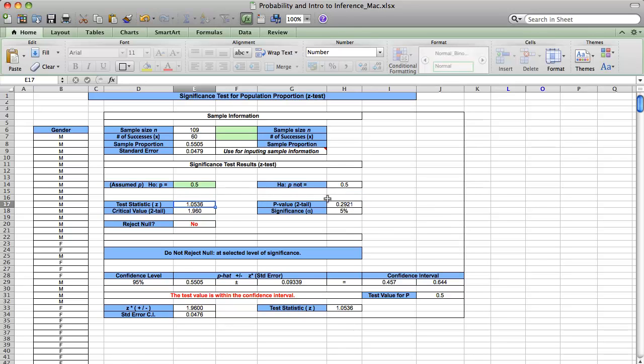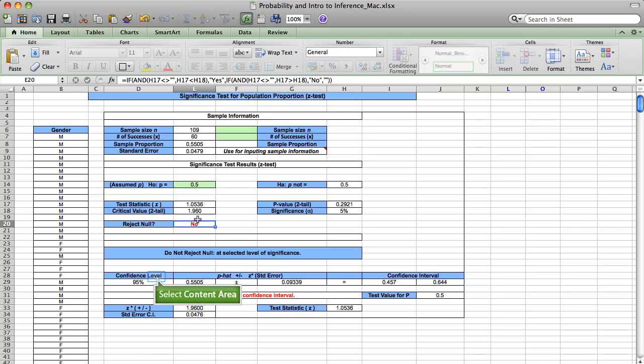We could also use the p-value. The p-value is greater than 5%. We need the p-value to be less than 5% in order to reject the null hypothesis. So based on the p-value or the test statistic, we get to the same conclusion, and that is do not reject the null hypothesis. In other words, the assumption of 50% women still seems valid.